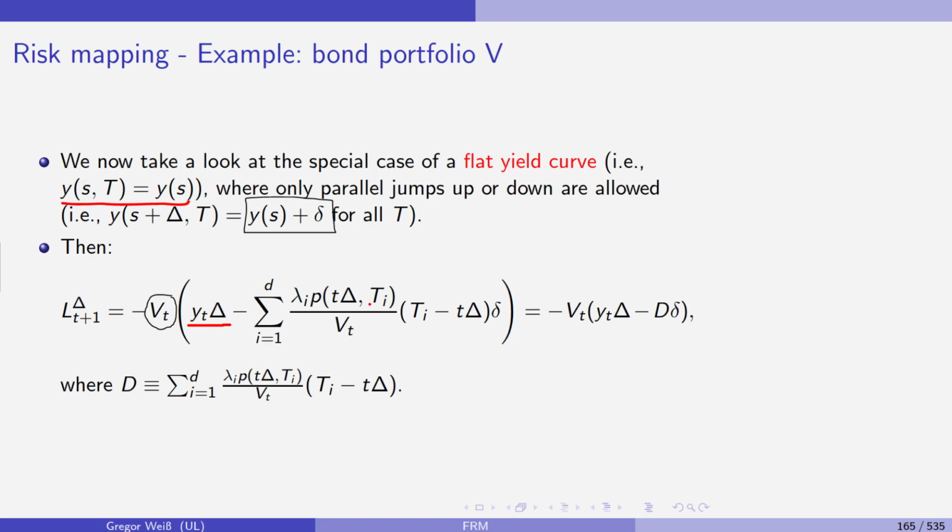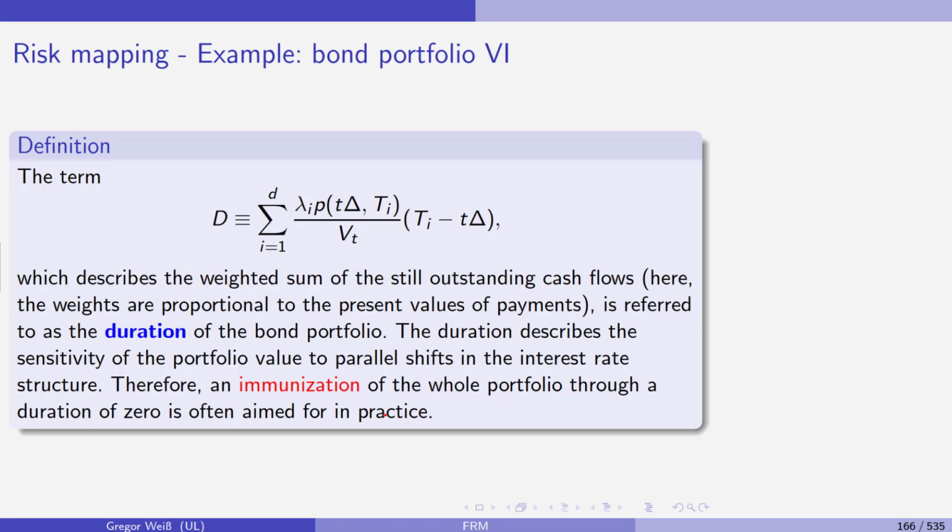Yt times delta minus the weighted sum lambda I times the price divided by the overall portfolio weight times ti minus t delta times smaller delta. And this is actually, if we write this as d, as defined here, you see something happening that you might remember from a finance class you've taken. This is actually the duration.